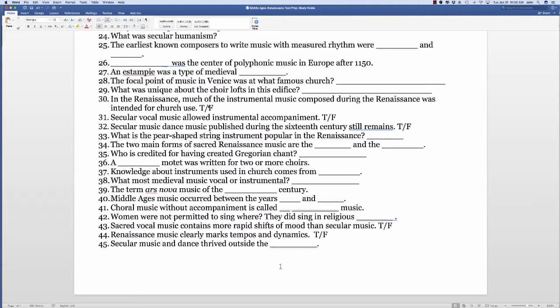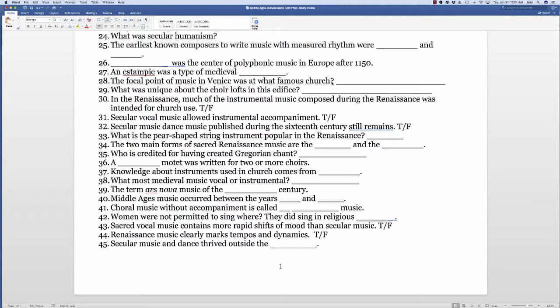28, the focal point of music in Venice was at what famous church? It was St. Mark's. If you look from an aerial view, top down, it is in the shape of a cross, and on the left side of the cross there is an area for a choir loft, and on the right side there is another choir loft, and they would sing antiphonally, anti-voice, or back and forth. This church became very famous for that, and the Gabriellis were 2 of the people who made that happen.